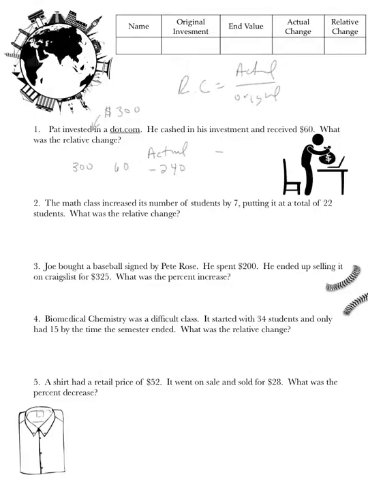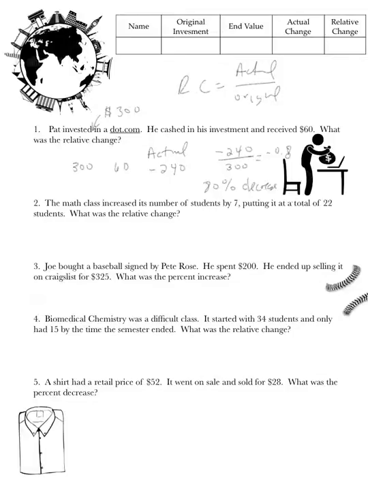And to find the relative change, remember, relative change equals actual over original. So we have negative 240 over 300. This is going to give us negative 0.8. And if I make that a percentage, we're going to say it's an 80% decrease. And that's a thing that can happen. 80% decrease.